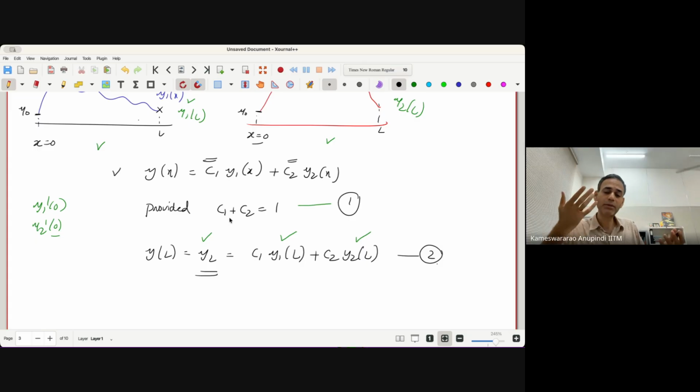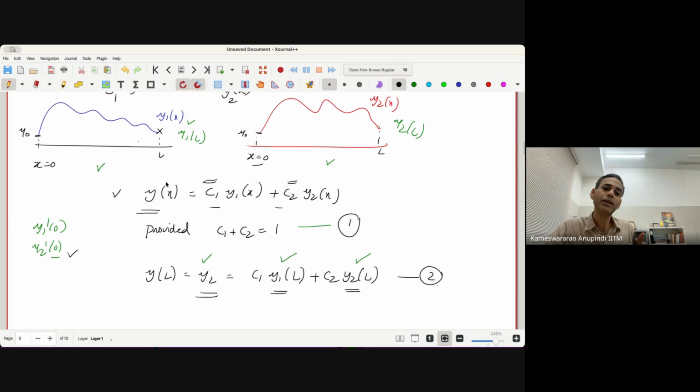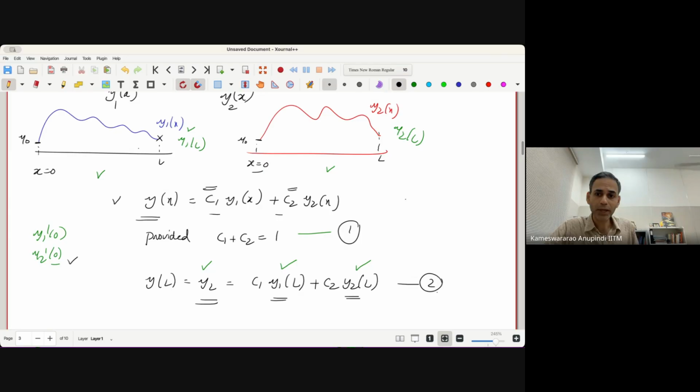Now the relation between C1, C2 will change depending on how your y1 of L and y2 of L are obtained. So if you have made a different guess, your C1, C2 will be different because you still have to take a linear combination of them and then calculate yL. So that is the idea here. That means once I have C1, C2 from this calculation, I can go back and plug in C1, C2 in this equation and calculate y of x. Now that y of x will be the correct solution that is going to satisfy both y at x equal to 0, which is given as y0, and then y at x equal to L, which is given as yL.